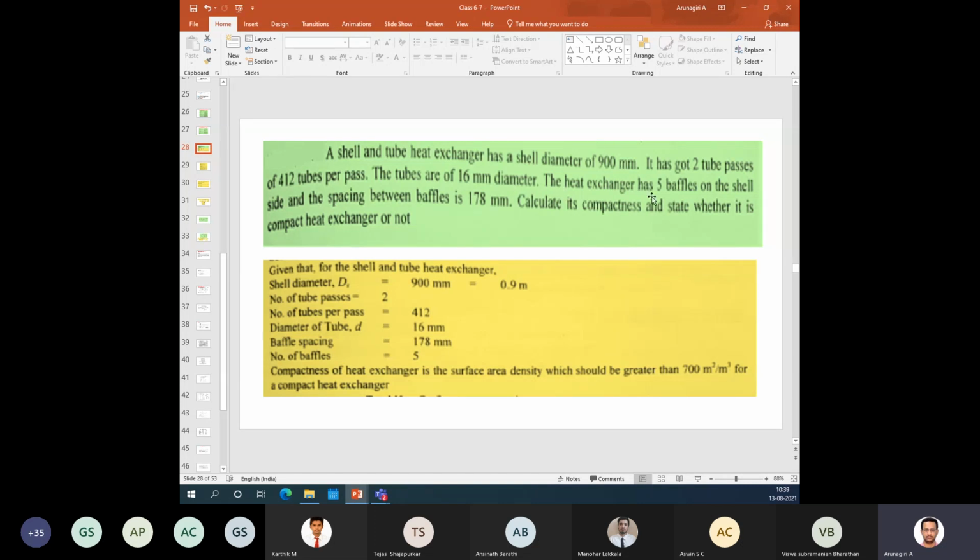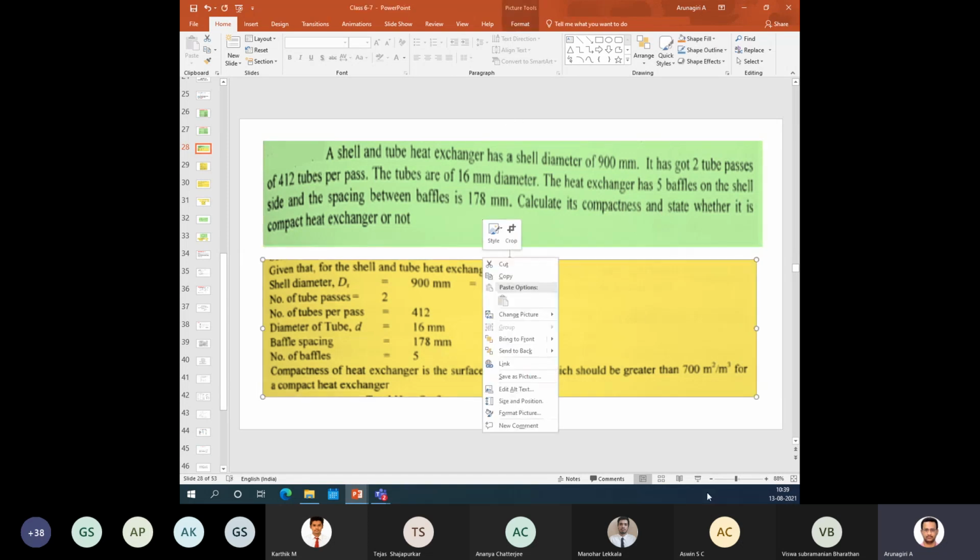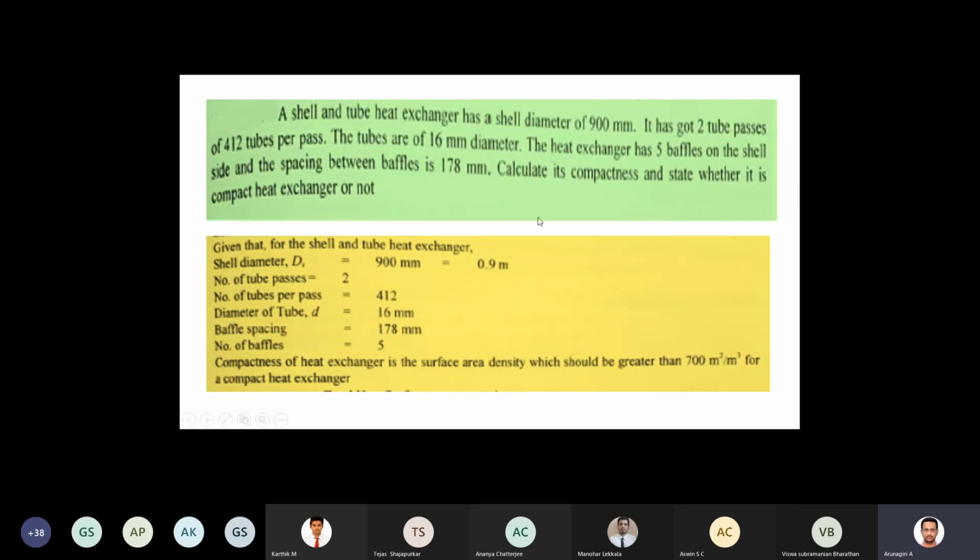The heat exchanger has 5 baffles on the shell side and the spacing between the baffles is 178 mm. So they have given the tube diameter. The heat exchanger has 5 baffles, which means we have 6 partitions. It would be like this, correct?